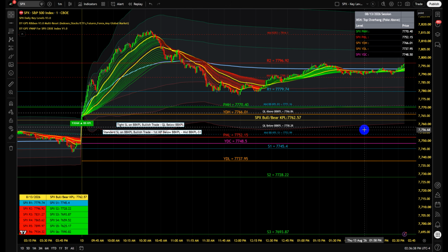In today's session, we're also going to look at the three different option strikes used under the standard daily key levels trading strategy, and we're also going to look at the early session lotto options trading strategy.